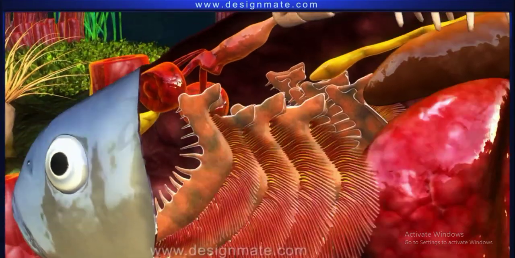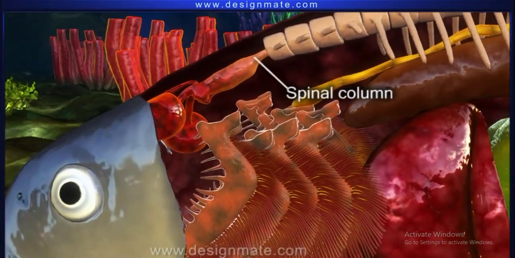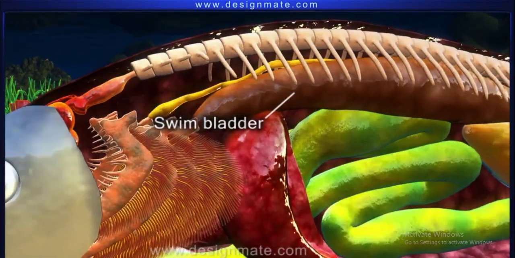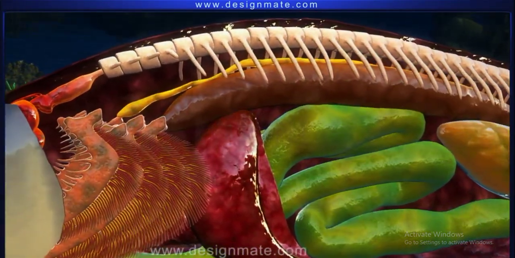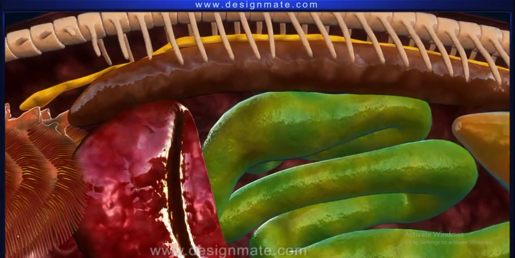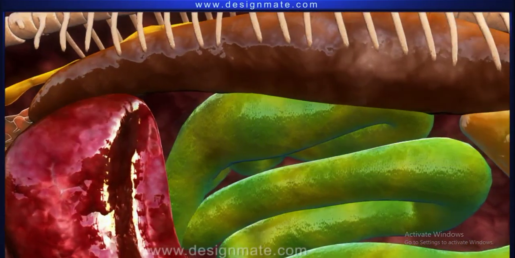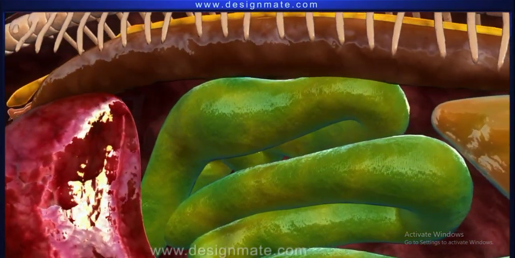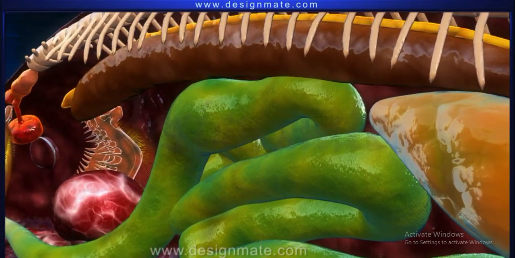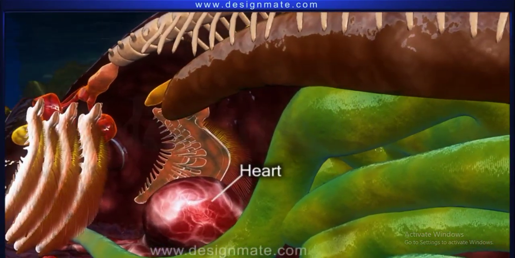In the trunk region, running beneath the spinal column, we find an airtight sac called the swim bladder. This sac takes in oxygen and helps the fish maintain its buoyancy so that the fish stays at a certain level in the water without sinking to the bottom or floating to the surface. A two-chambered heart is present.